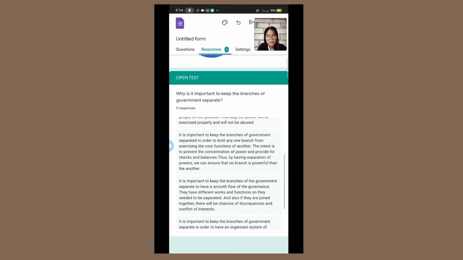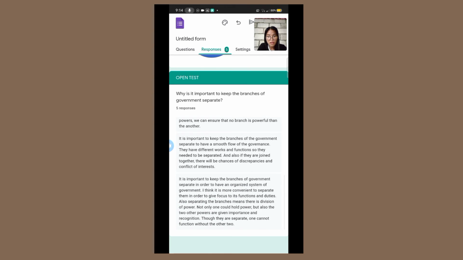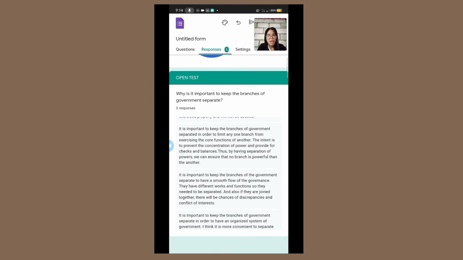And for the third response, it is important to keep the branches of government separated in order to limit any one branch from exercising the core functions of another. The intent is to prevent the concentration of power and provide for checks and balances. Thus, by having separation of powers, we can ensure that no branch is more powerful than the other, which is very correct. There is a balance between powers.